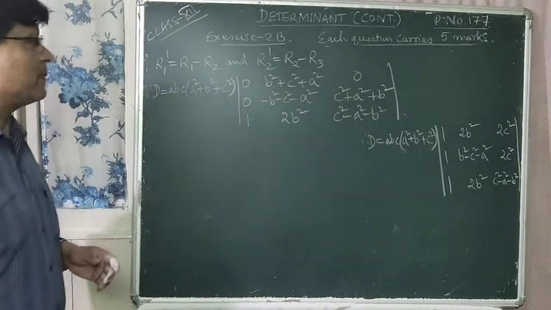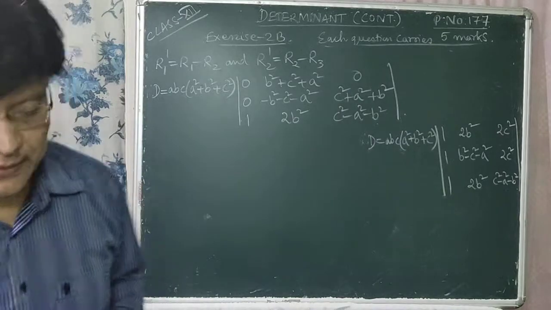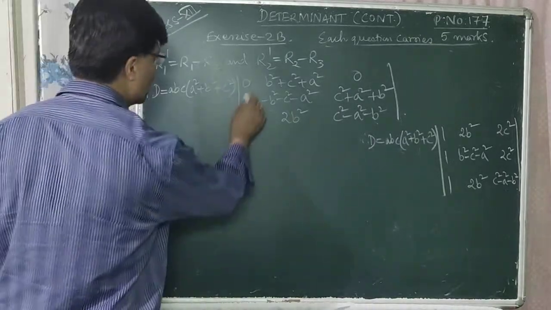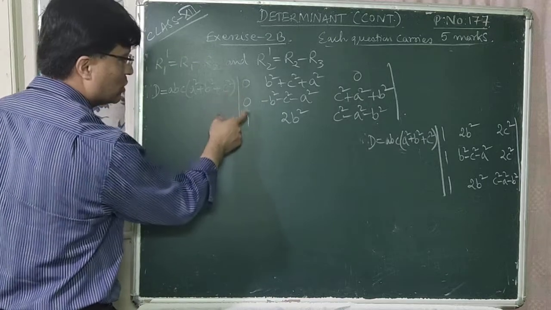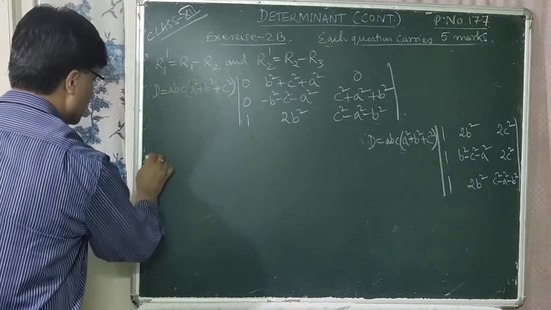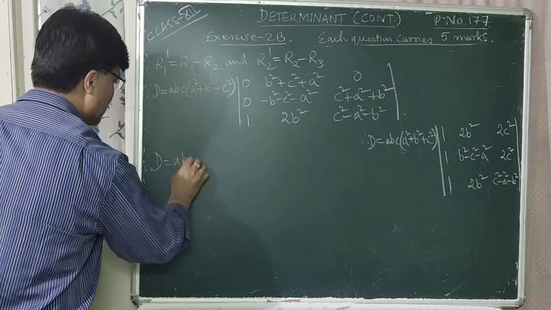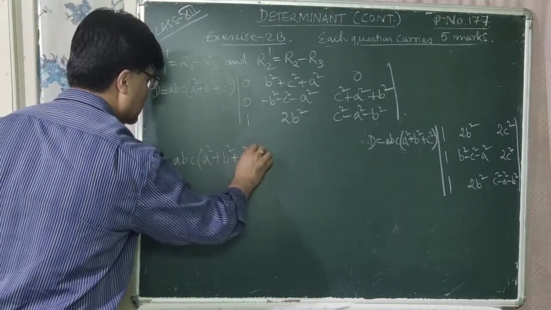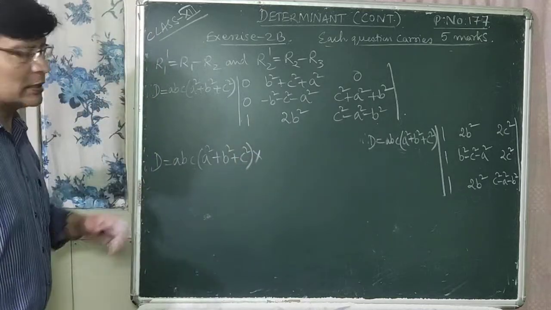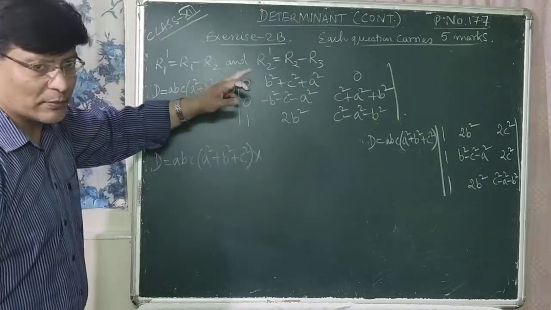Now you can expand it. Now we can expand it. So let us expand it with respect to the first column, okay? Because there are 2 elements, 0, 0, 0, 1 is there, right? So therefore D is equal to abc into a square plus b square plus c square into. Now let us expand it with respect to the first column.